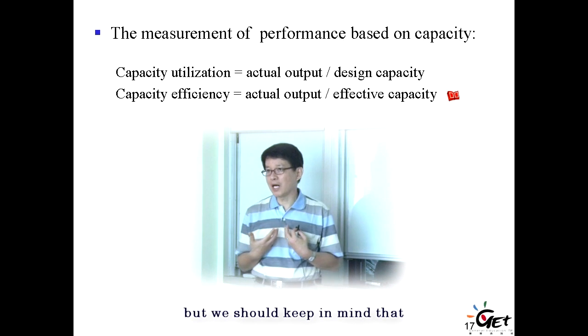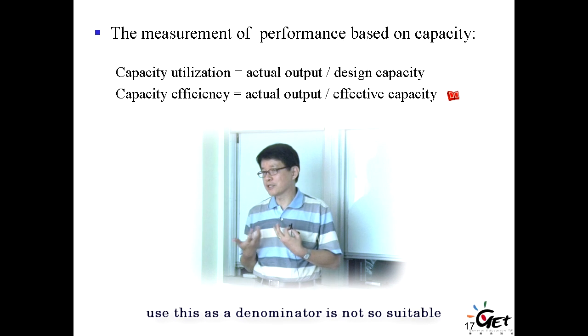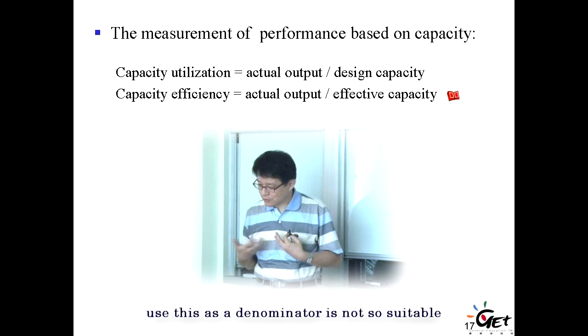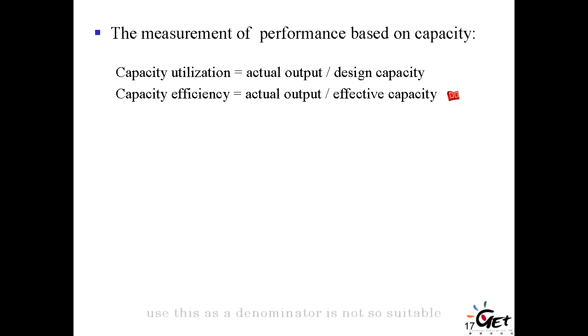But we should keep in mind that using this as a denominator is not so suitable. So we can consider a much more practical one. We just take away that time that cannot be used, and for the remaining time that we can generate outputs, right?